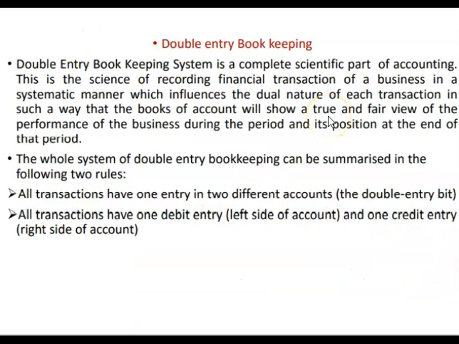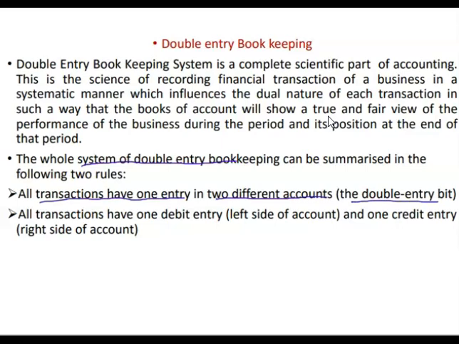You must have been hearing about the double entry principle of accounting. What do we mean by double entry principle? This simply is telling us that the whole system of double entry is what? All transactions have one entry in two different accounts. That is the double entry bit we are talking about. All transactions have one debit entry, which is the left side of the account, and one credit entry, which is the right side of the account.